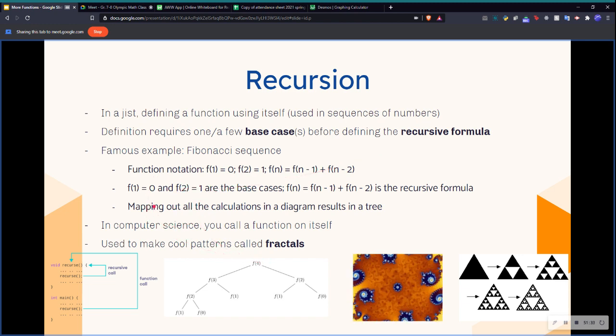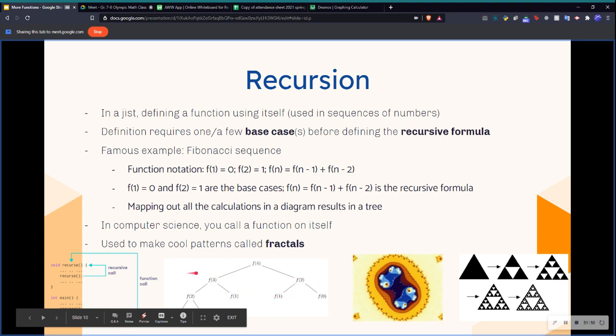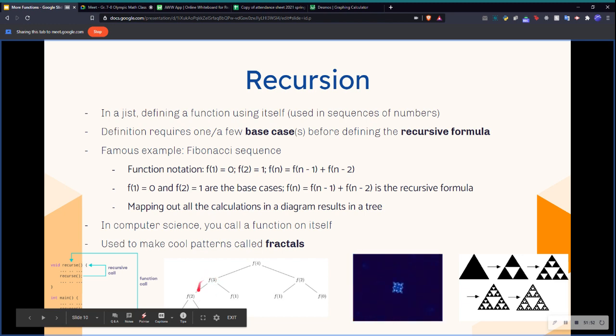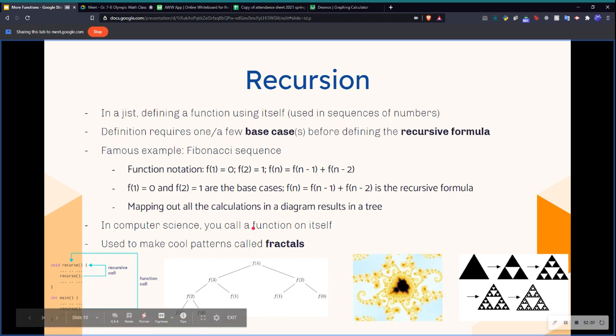And say if you map out all of your calculations, it will look like a tree if you try doing the diagram. So if you see this example right here, this tree. You have f of 4. This would be equal to f of 3 plus f of 2. And for each of those, you continue to branch out. So you have f3, you branch out to f2 and f1. f of 2, you branch out to f1 and f0. You can see that it looks like a tree of branches. That's why it's called a tree.